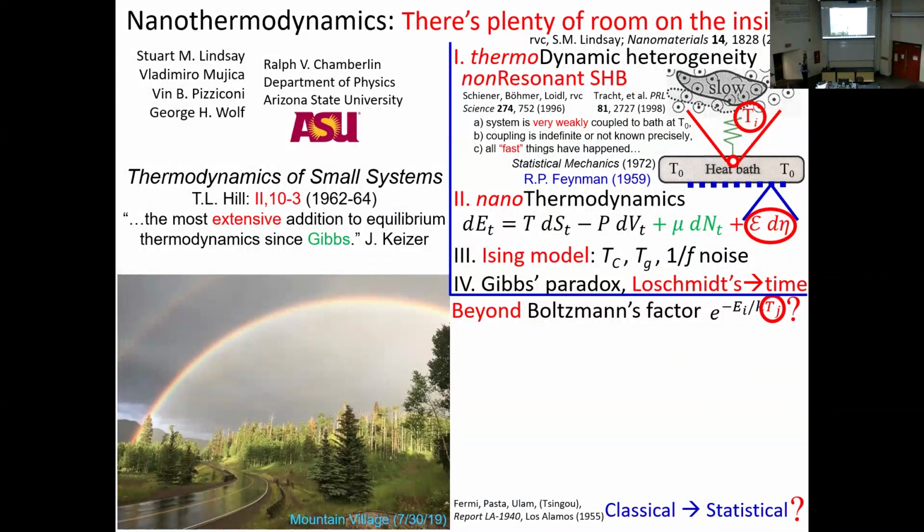And so what temperature should we use in Boltzmann's factor? Should we use the local temperature of the fluctuating system, the temperature of the bath, or something in between? So that's a question that arises.